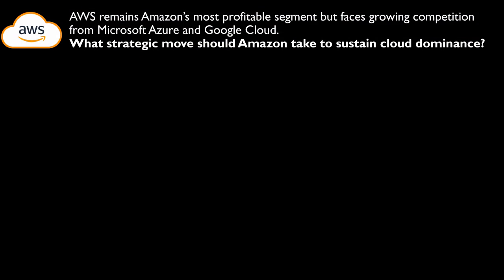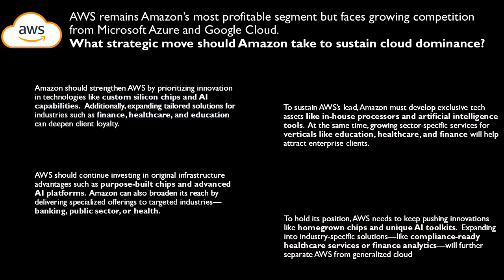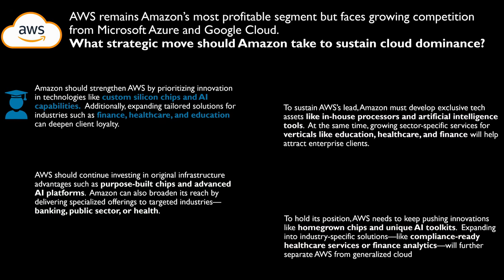Consider this question we gave students in 2025 after having read an Amazon case study. AWS remains Amazon's most profitable segment, but faces growing competition from Azure and Google Cloud. What strategic move should Amazon take to sustain cloud dominance? In the answer from student number 1, they say, Amazon should prioritize its custom silicon chips and AI, tailoring industries in finance, healthcare, and education.